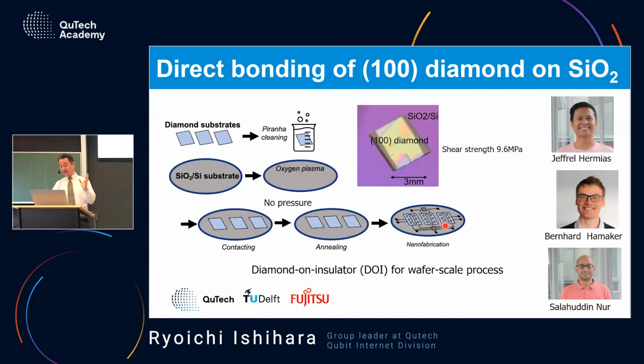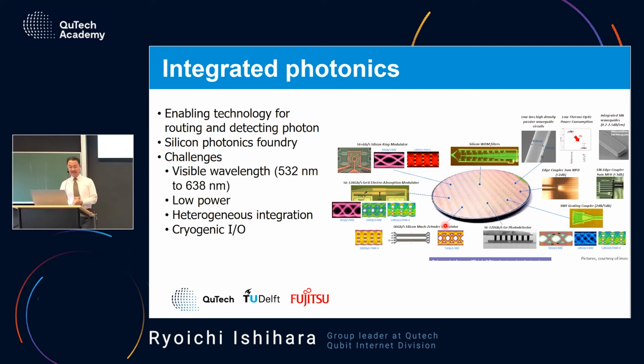The second project is integrated photonics. Integrated photonics is the enabling technology for routing and detecting photons of many qubits in diamond. Especially because recently there's a silicon photonics industry, they have standard sets of passive and active components that you can design, then you can fabricate. The problem is that many foundries focus on telecom wavelengths, and diamond color centers work in visible wavelengths. They have to optimize the structure design anyway.